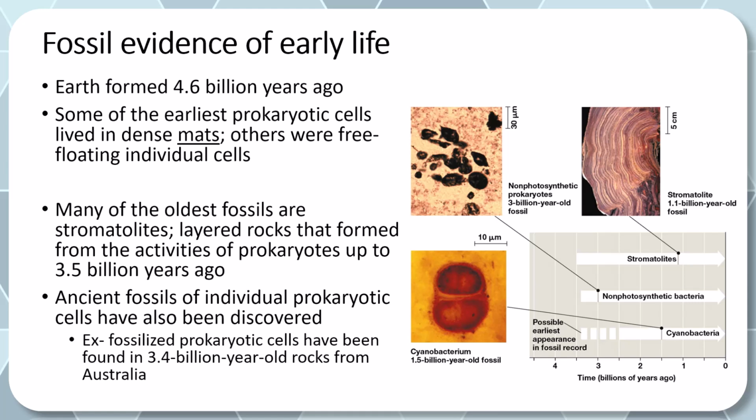So Earth formed about 4.6 billion years ago, and some of the earliest prokaryotic cells lived in dense mats, while others were free-floating individual cells. And many of the oldest fossils are stromatolites, which are these layered rocks that formed from the activities of prokaryotic organisms up to 3.5 billion years ago. And you can see an image of that on this slide. But we've also got ancient fossils of individual prokaryotic cells that have been discovered. For example, there's pictures on this slide of non-photosynthetic and photosynthetic individual prokaryotic cells as well.